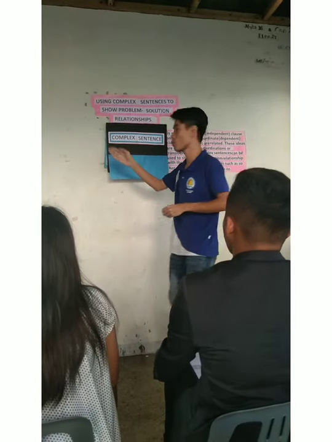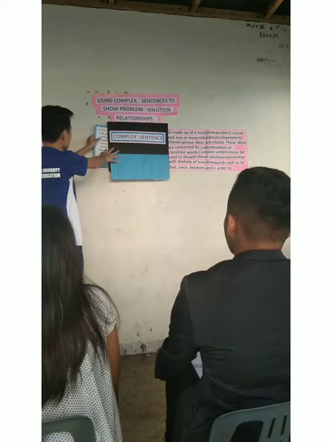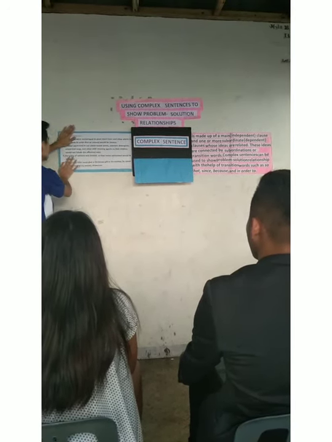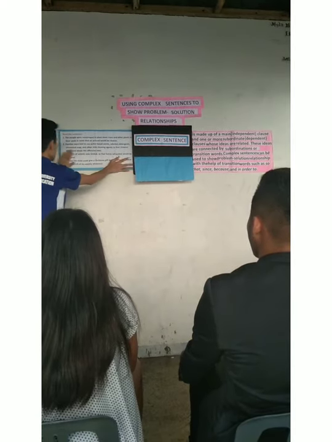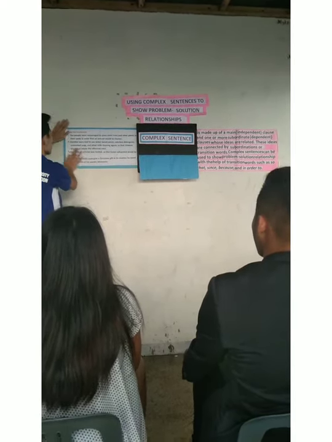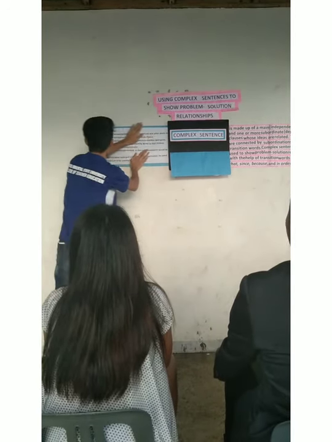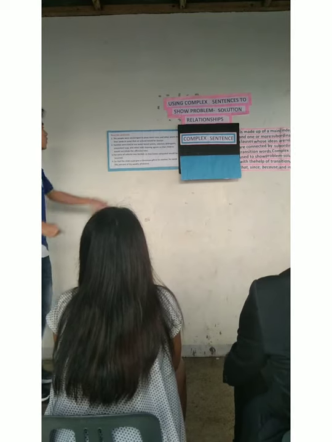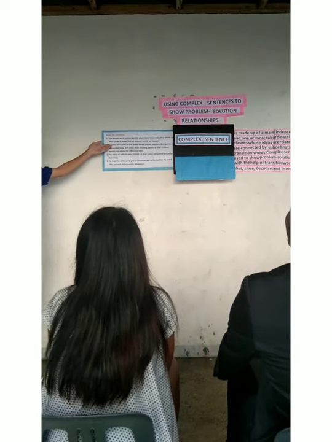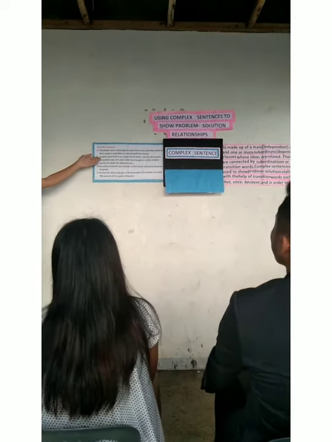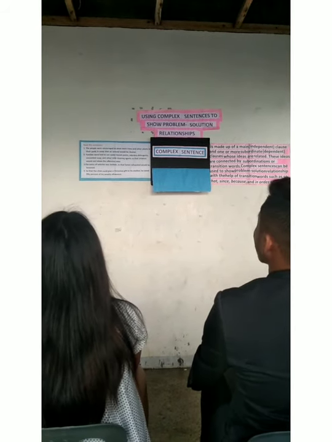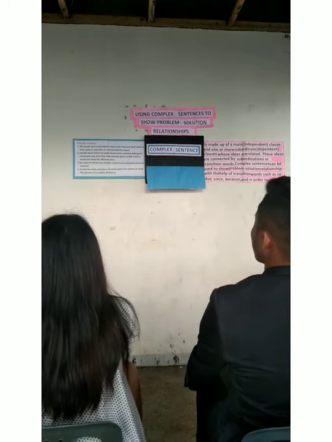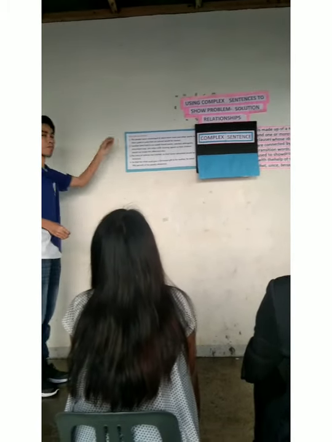Here I provided you with examples of complex sentences showing problem-solution relationships. Here are 4 sentences that I provided you. Kindly read the first sentence. The people were encouraged to plant more trees and other plants in their yards in order that air around would be cleaner. Now, what do you think is this type of sentence?